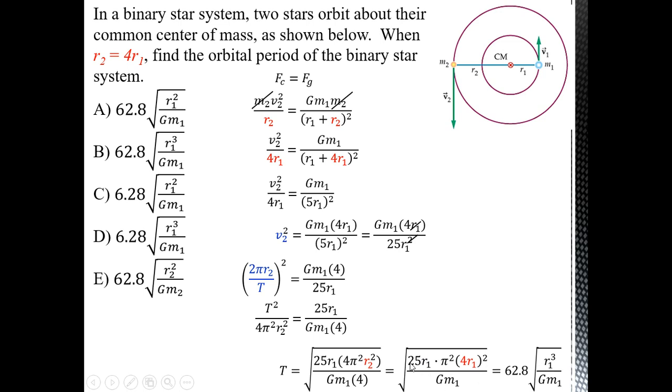So if you do 25 times pi squared, which is just some number, times 4, and then take the square root of that, you should get a value of 62.8, which can be pulled outside of the radical. And what remains in the radical is r1 cubed over G M1, and that matches with choice B.